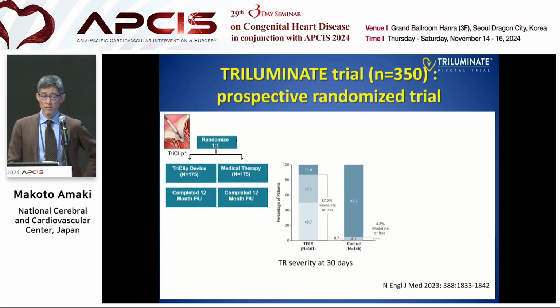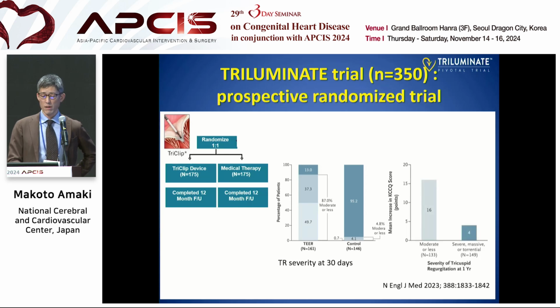There is a prospective randomized trial called the TRILUMINATE trial that has been published in the New England Journal of Medicine, and this is similar to the COAPT trial: tricuspid device, the TriClip device, versus medical therapy. Unfortunately, the hard endpoints, heart failure and survival rate, did not improve with this TriClip device. However, obviously the TR severity was reduced. Less than moderate is nearly 90%. And also KCCQ improved in patients who have moderate or less TR after the treatment.